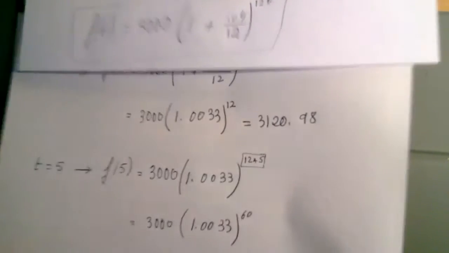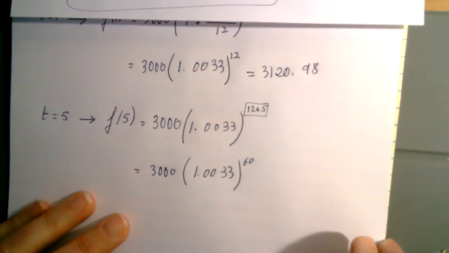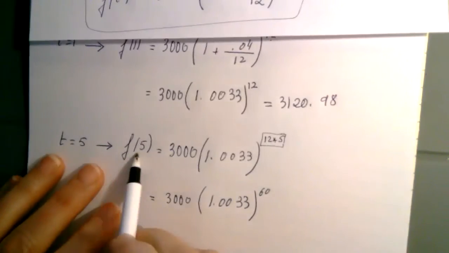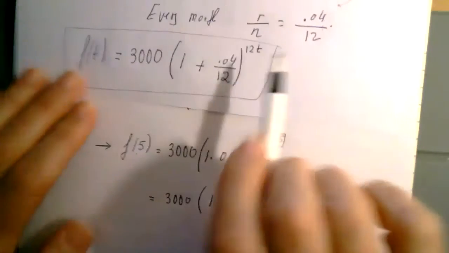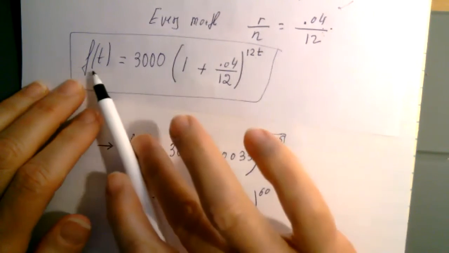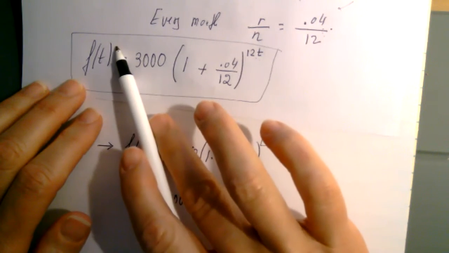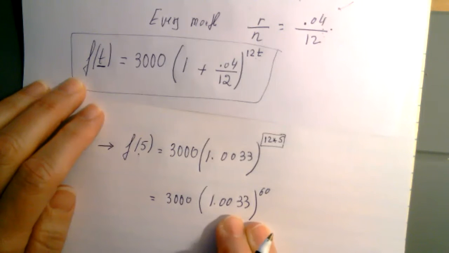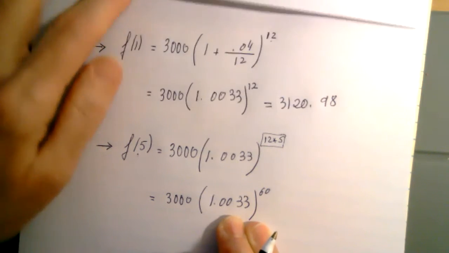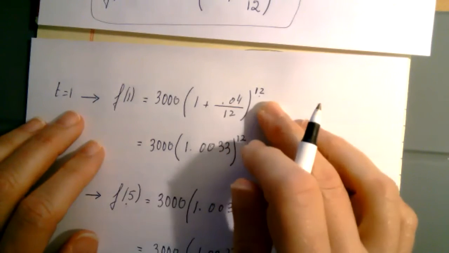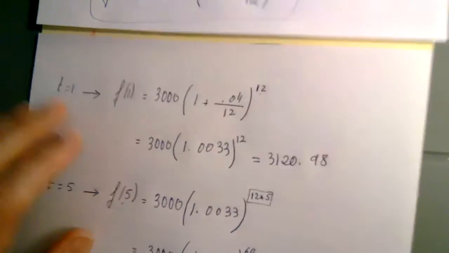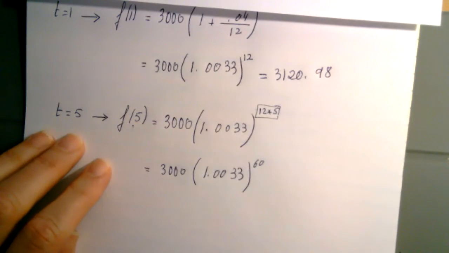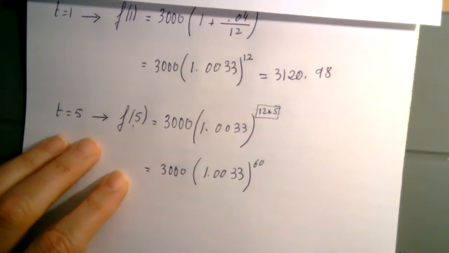What? Where'd you get the 5 from? I'm sorry, 5 years. It means the t is 5. They want to tell me how much money you will have after 5 years. The t represents the number of years after you started your investment. Oh, okay. So in the first case, t was 1, so I got 12 times 1. Now t is 5, so I got 12 times 5. I want it to be very clear. Please ask me questions if you have any.